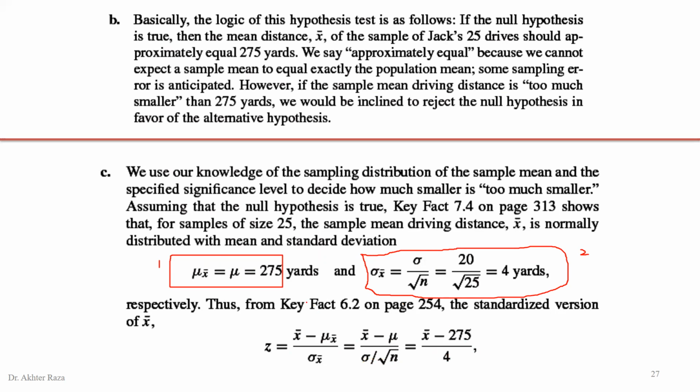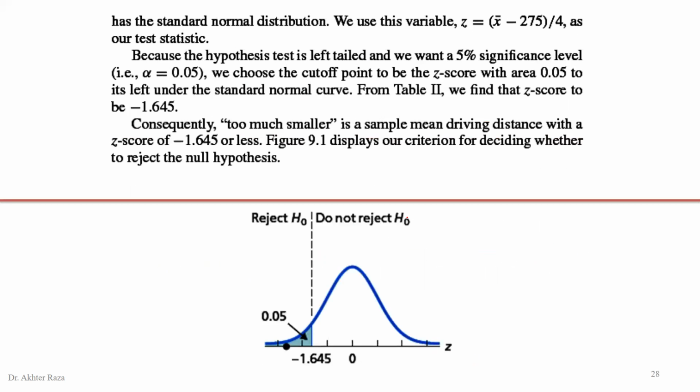Now these numbers are substituted here, 275 and this is 4, and the value of x bar is also given in the problem. We have to put that value of x bar so that we can calculate the value of z. The value of z by putting this number, this is the formula of z that can be easily calculated by substituting the sample mean.